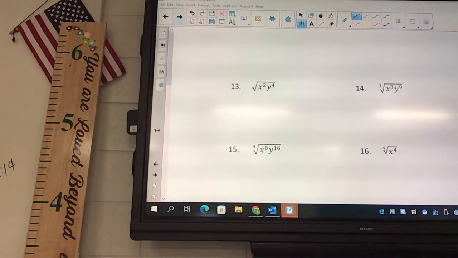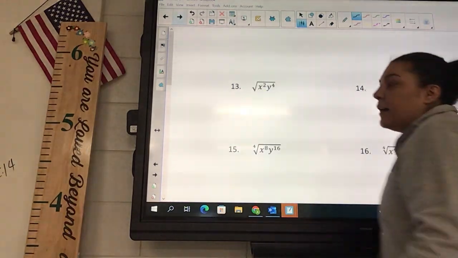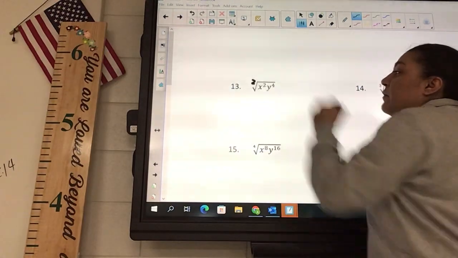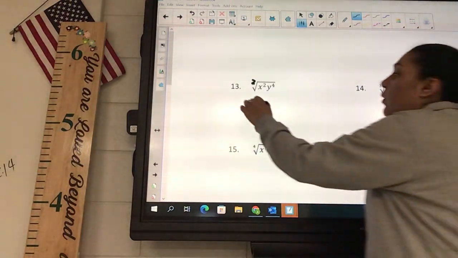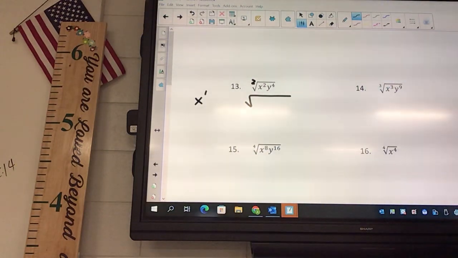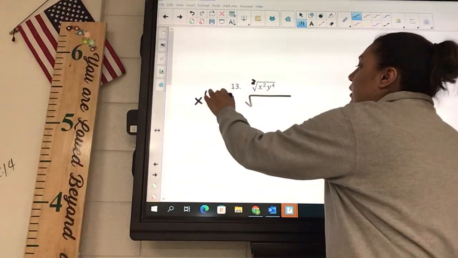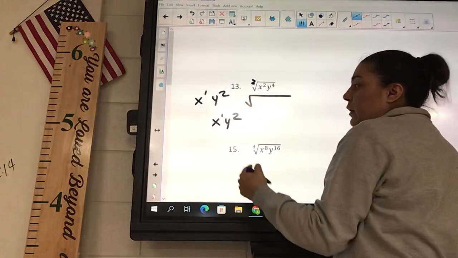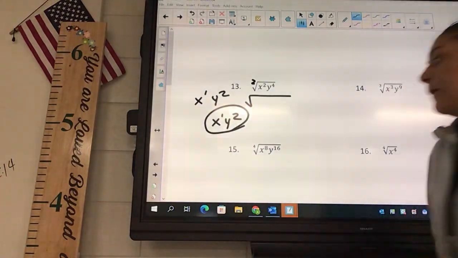Okay, let's do 13, not the cheater way, but the fast way, essentially. What number is on the outside? A 2. So what is 2 divided by 2? 1. So you know you're going to get x to the 1 on the outside. Y to the 4 divided by 2? 2. You're going to get y squared on the outside. So you're going to get x to the 1, y squared, or you can just write x, y squared.